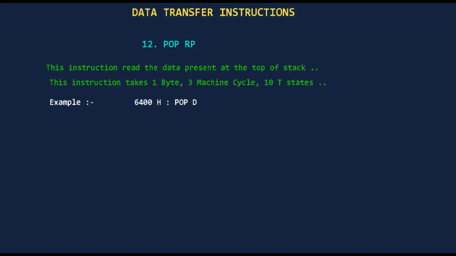Now let's say at location 6400H we write the instruction POP D. This instruction copies the data present at the top of the stack to the DE register pair.